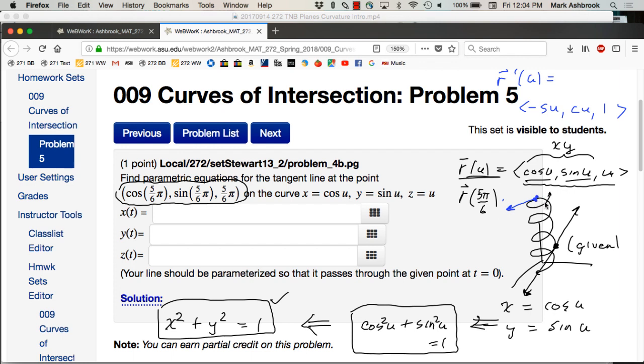If that was a particle flying through space and u was time, then the magnitude of that vector would be the speed, and the whole vector would be the velocity. Remember we talked about velocity vectors versus speed being a scalar? So the speed would be the magnitude of that vector, and the velocity would be the whole vector, right? Direction and magnitude. So if we want the direction vector of this line, what will we do?